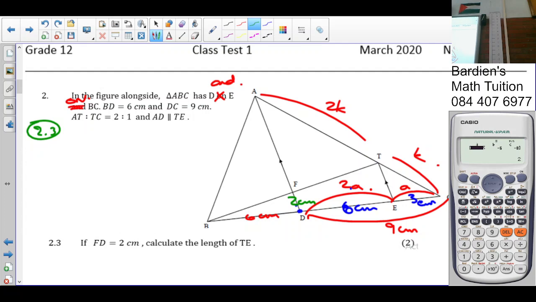We must first say that BD is equal to DE. Why? So we prove that D is the midpoint. So that is equal to that. Then we know that DF is parallel to TE, where do we get that from? From the fact that those lines are parallel. That was given.